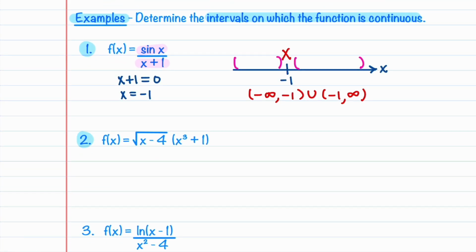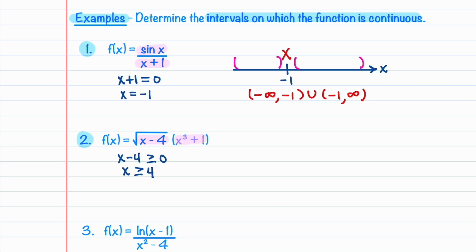Now let's look at our second example. We're going to focus on our square root. We talked up above about our square root being only defined when what is inside the square root is greater than or equal to 0. So we are going to set x minus 4 greater than or equal to 0. So we get x is greater than or equal to 4.